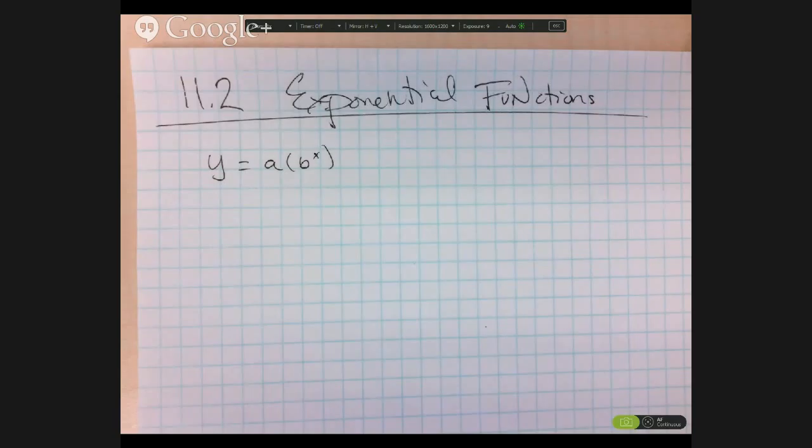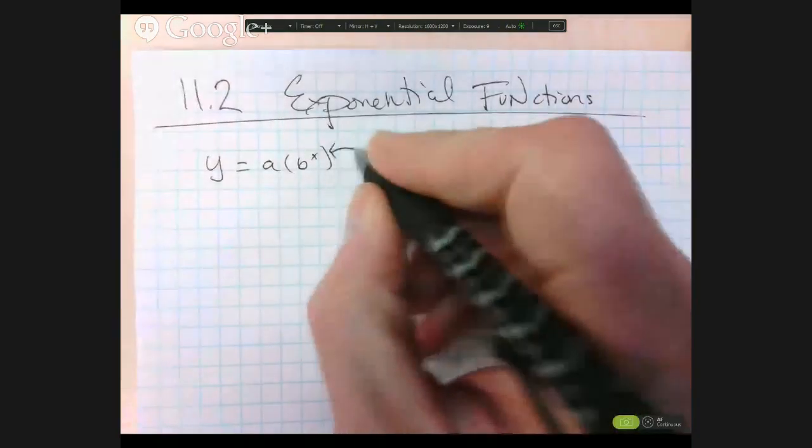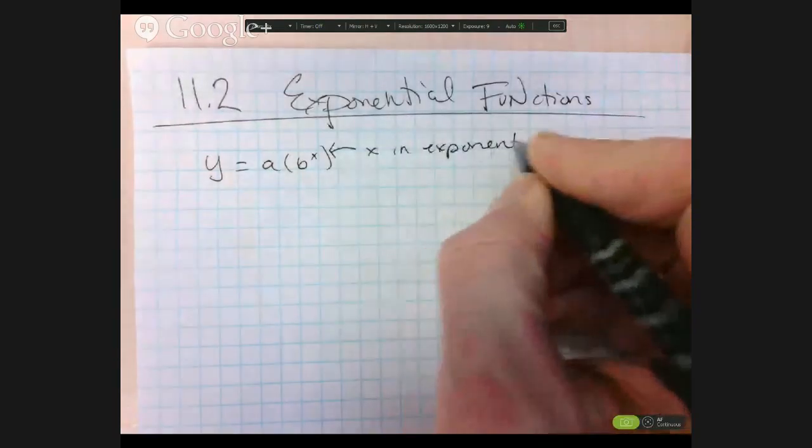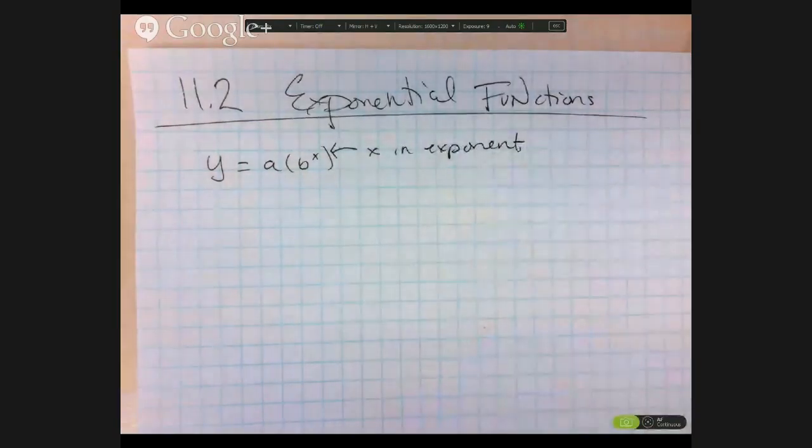Here's another one. Okay. Y equals a times b to the x. This is an exponential because the x is in the exponent. Okay. Our properties of powers are going to suit us well through this whole chapter. We're going to study everything relating to exponentials and their inverses.